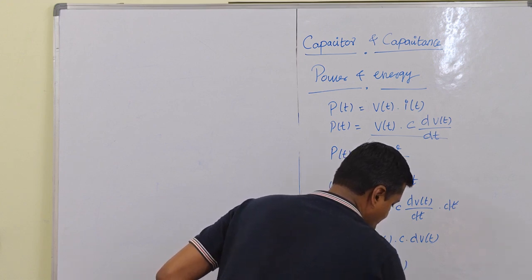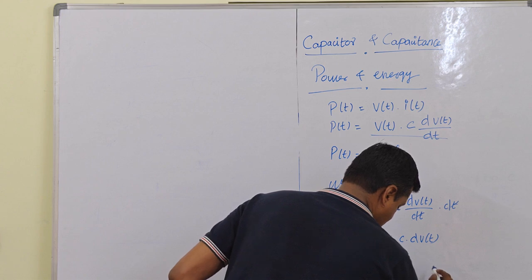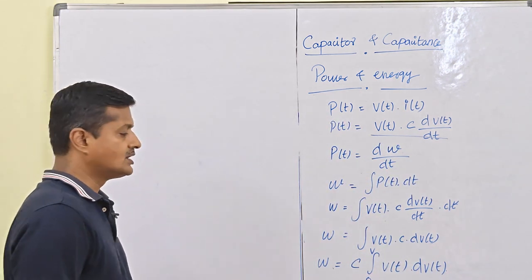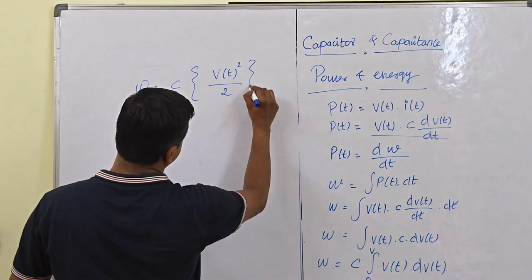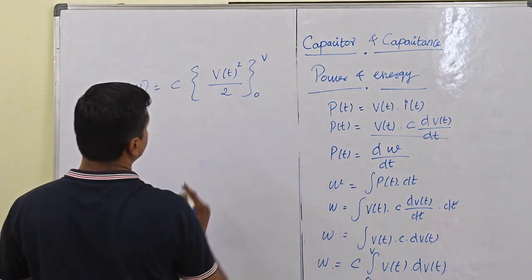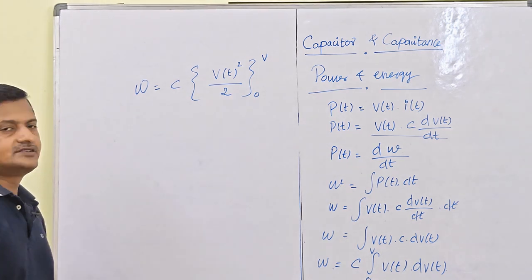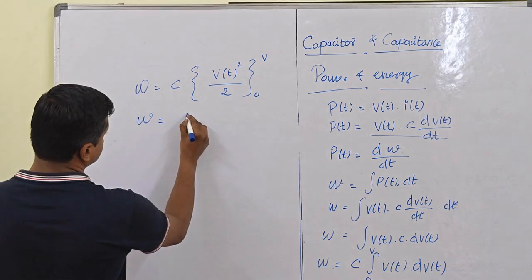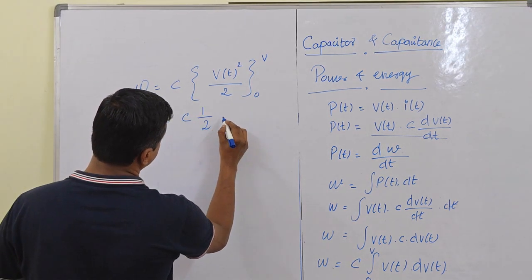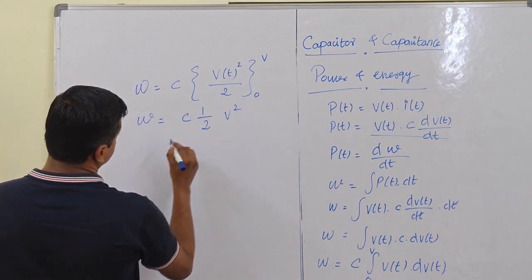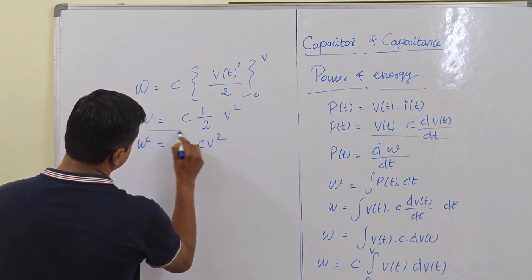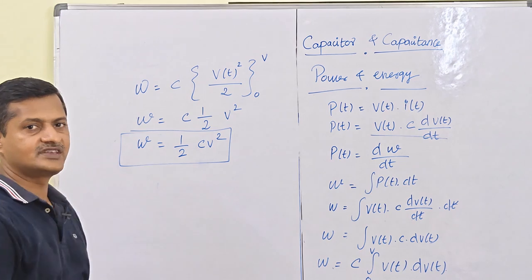So W equals C times the integral from 0 to V of V of t into dV of t. Integrating, we get V of t the whole squared divided by 2. So energy equals C into 1 by 2 V squared. That is, energy equals half CV squared. Energy in a capacitor equals half CV squared.